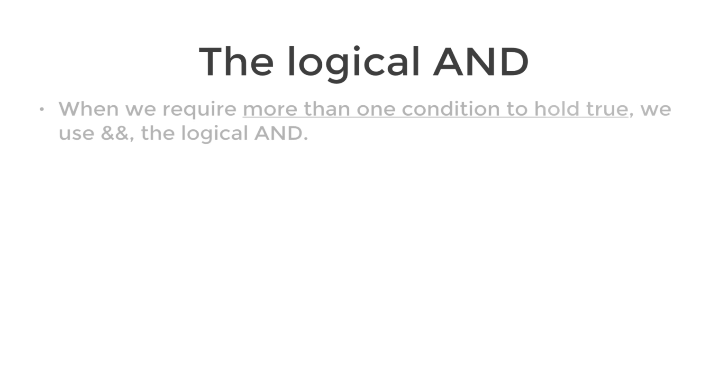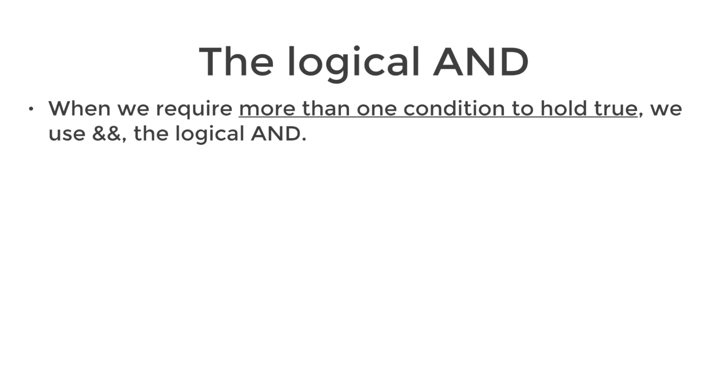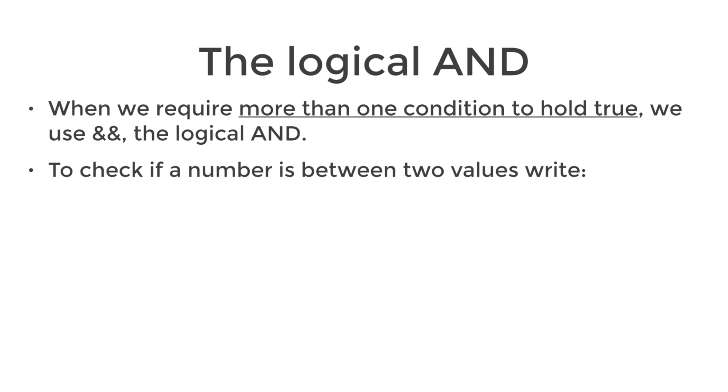Sometimes we want to require that more than one condition holds true. And for this, we can use the logical and sign, which in Java is just two ampersand characters next to each other. So to check if a value is between two numbers, we can write myVariable is greater than 2 and less than 5 with the following notation.